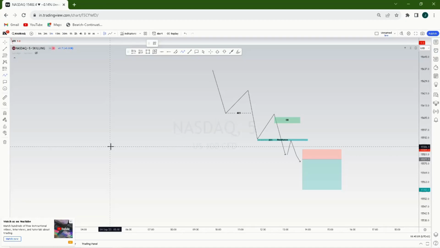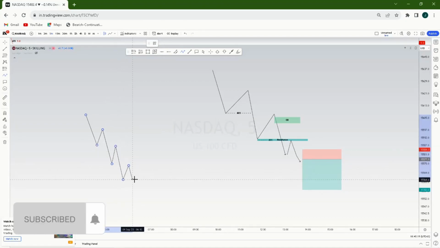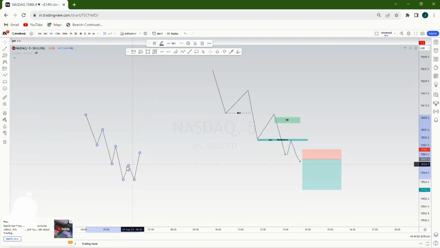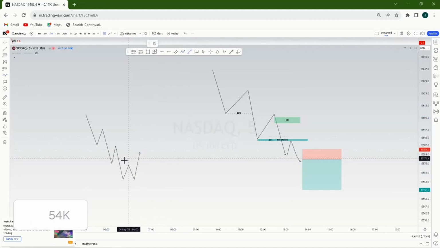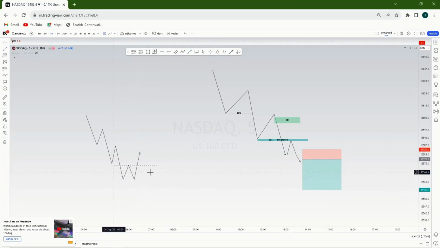So let me say that the market is trending down like this. Once the market is trending down like this, and I'm interested in selling it, once I see that the market has come back there and it has come here and it has broken this support, resistance. Once it breaks this resistance, that is my first confirmation that this thing is going to reverse.